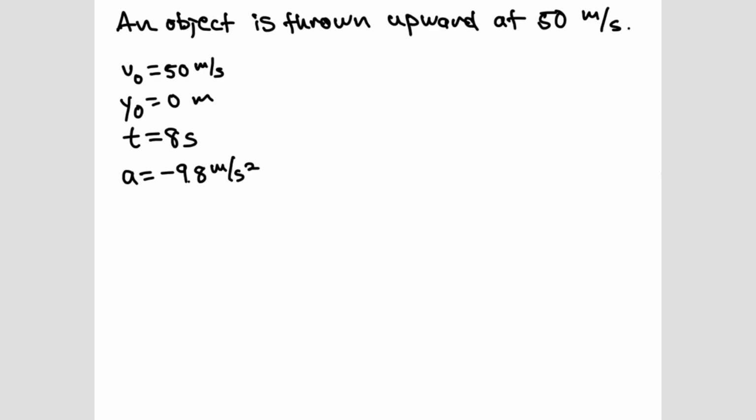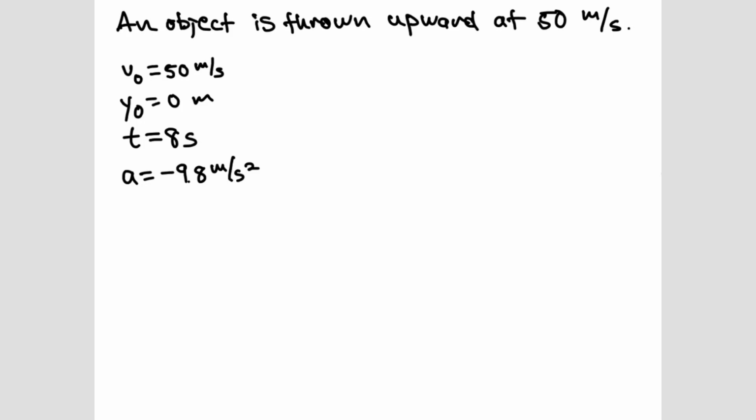Why is it negative? It's because in the problem, it states that it's thrown upward at 50 meters per second. So that implies that the upward direction is positive. While usually we do consider the positive direction to be upward, there are cases where it's downward. But in this case, the positive direction is upward, which means our acceleration, which is downward, must be negative.